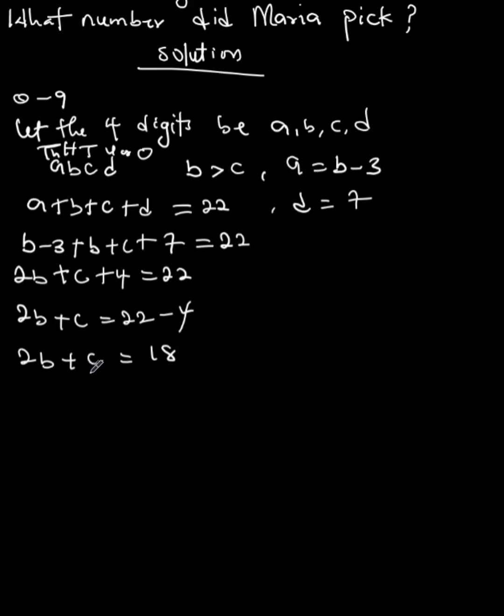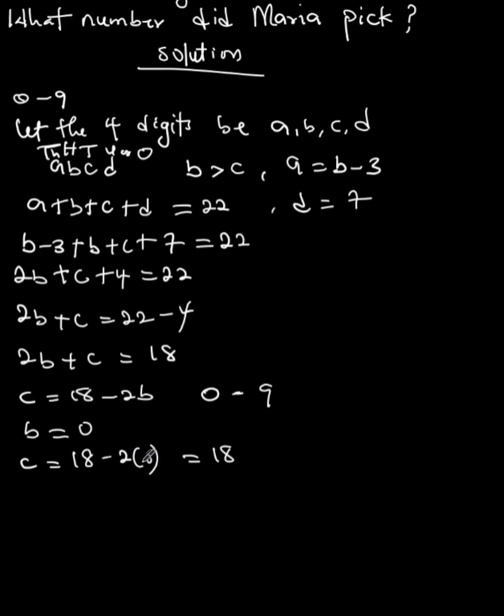Now we can make C the subject of the formula, more like we're finding C. So C will equal 18, and 2B crosses to the other side and becomes minus 2B. At this point, to find the value for C, we can decide to assume any value for B, noting that our values will be between 0 and 9. Let's assume B is equal to 0. It means C will equal 18 minus 2 times 0, because 2 times 0 is 0, and 18 minus 0 is 18.